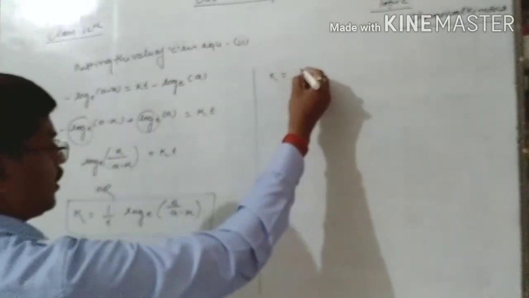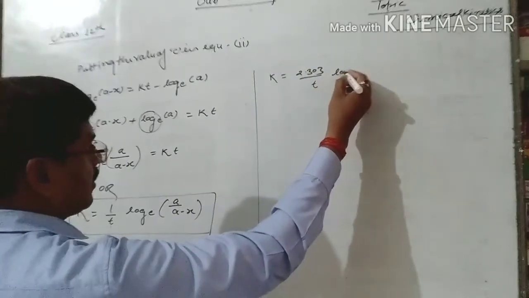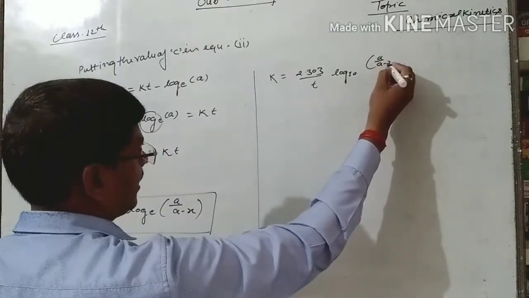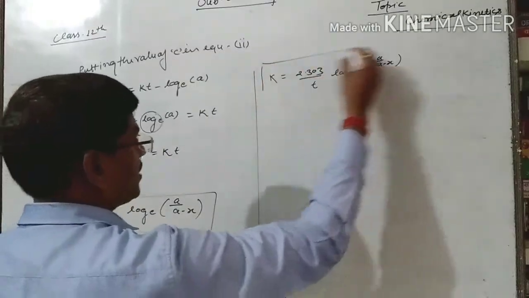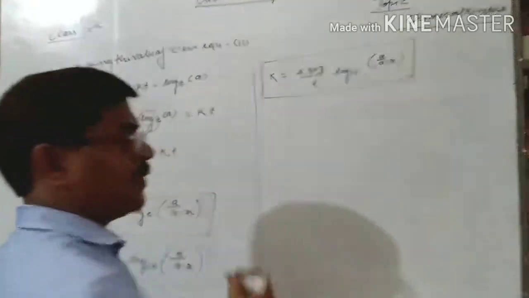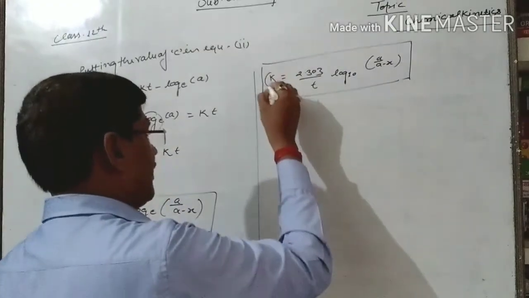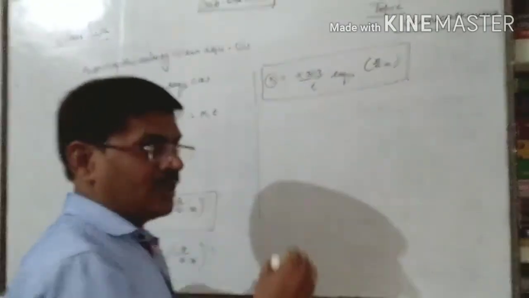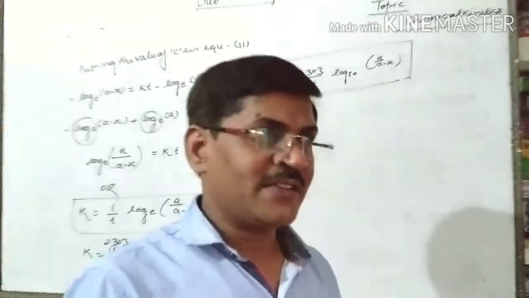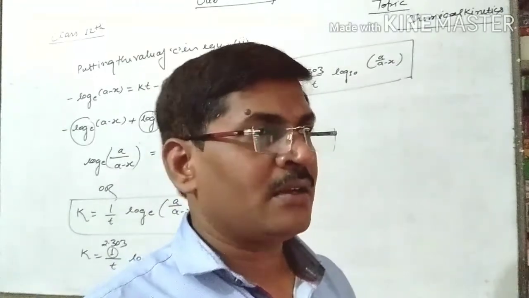K is equal to 2.303 upon t log 10 base a upon a minus x. So this is the equation for the first order reaction. Either you have to find the rate constant, or you have to find the time t in which the reaction is going on, the time taken by the reactant to complete into the particular product.